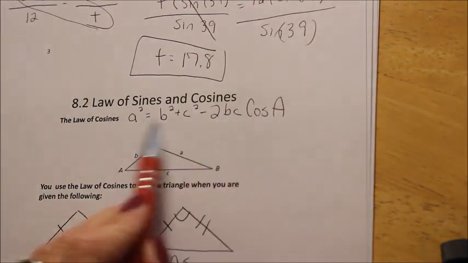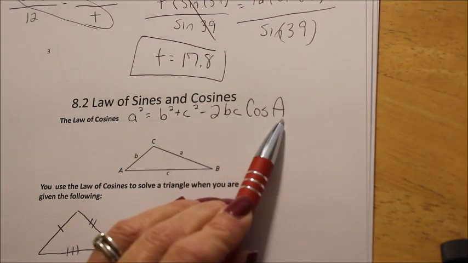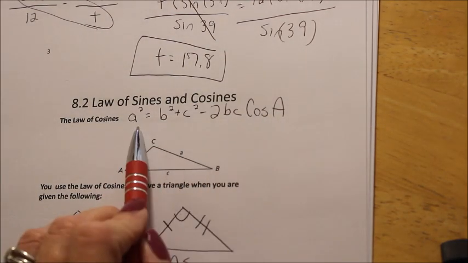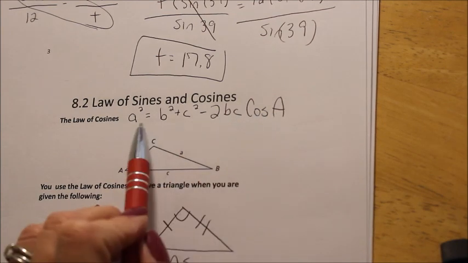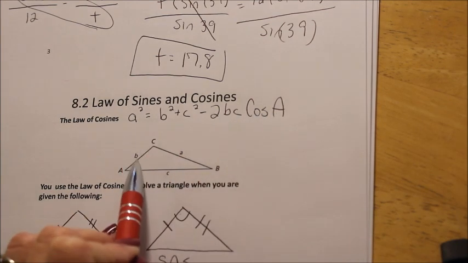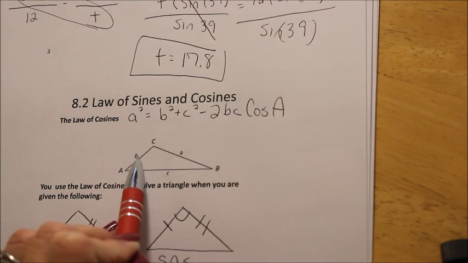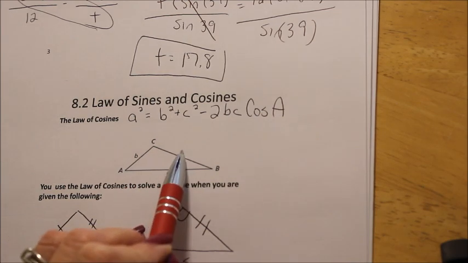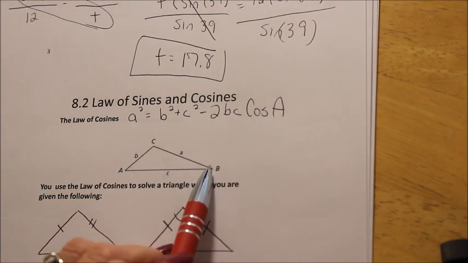So this will match this. So if it's little a here, you'll have big A here. And that's called the law of cosines. So if I wanted to find B, now I'm going to use B squared, and then I'm going to use A and C inside the formula and B at the end.